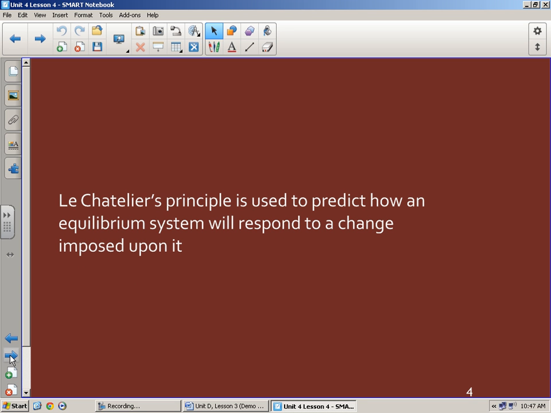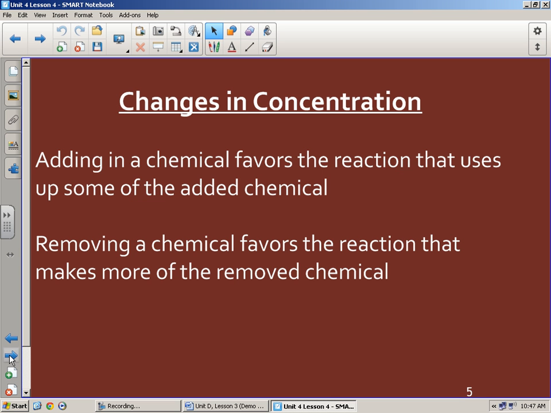That's what we're going to look at today. Le Chatelier's principle is used to predict how an equilibrium system will respond to a change imposed upon it. So if we change concentration, I did that today. I added water to it, so I changed the concentration of the water in that system. Adding in a chemical favors the reaction that uses up that chemical. If I put in H2O, I have to use up that extra H2O. If I put in chloride, I have to use up that chloride.